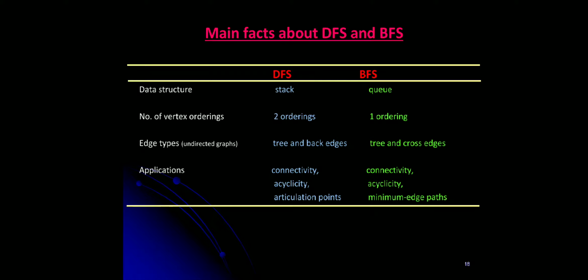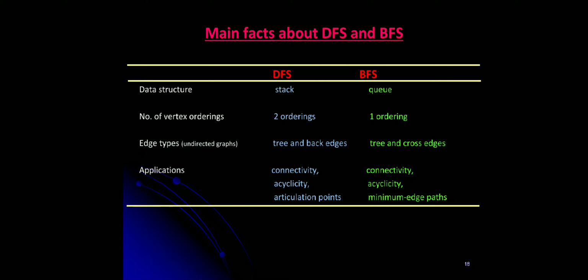DFS uses stack data structure and BFS uses queue data structure. Number of vertex orderings you are going to get: in DFS it is 2 orderings, in BFS 1. Since in a stack, push order and pop order are different, whereas in a queue it is first in first out, you are going to get only 1 ordering of the vertices. Coming to the edge types, with respect to undirected graphs, in DFS we come across 2 types of edges, tree and back edge, whereas in BFS we come across tree edge and cross edge.